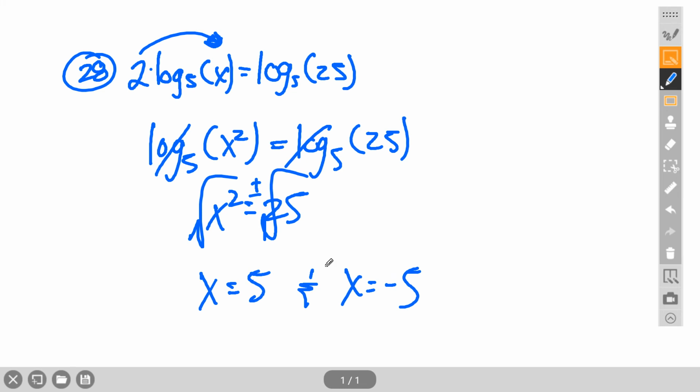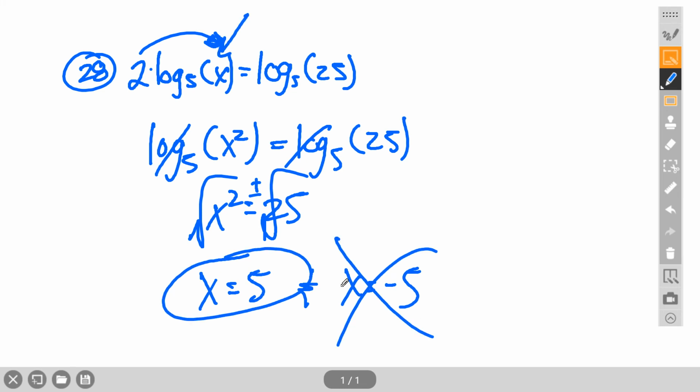Now the negative answer does not work here because when you plug it in, you take the log of negative 5, which you can't do. So the only answer that works here is 5.